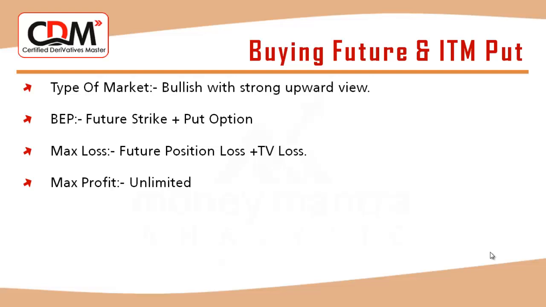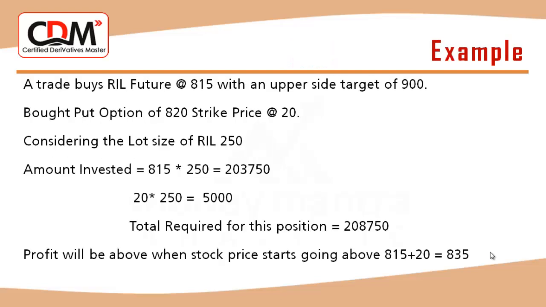BEP represents the break-even point, which would be our entry price in the future plus the premium of the put option we have bought. The maximum loss would be the future position loss plus the TV loss, where TV represents time value. And the profit potential in this strategy is unlimited. So let's understand how we can make this strategy. Let's take an example here.